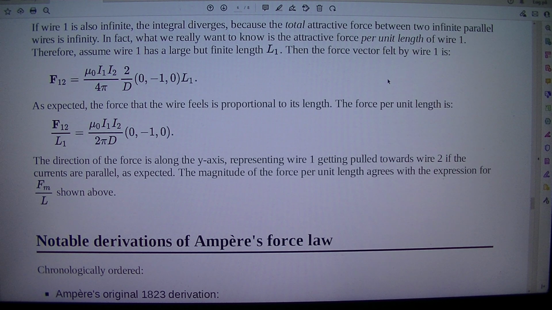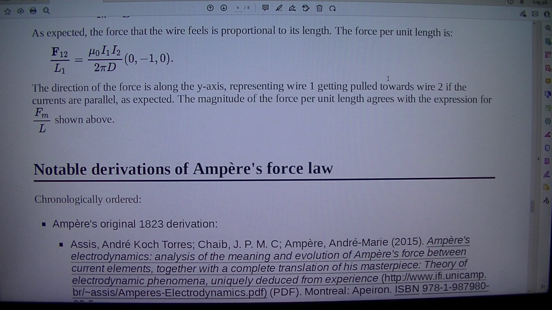The force that the wire feels is proportional to its length. The force per unit length is, the direction of the forces along the y-axis, representing wire 1 getting pulled towards wire 2 if the currents are parallel, as expected. The magnitude of the force per unit length agrees with the expression shown above.